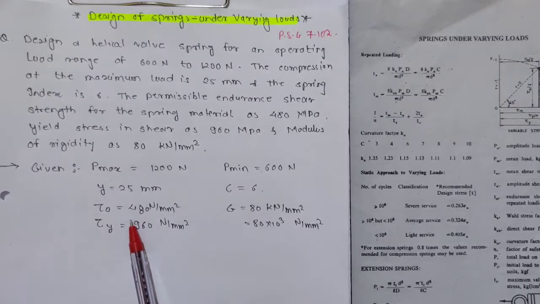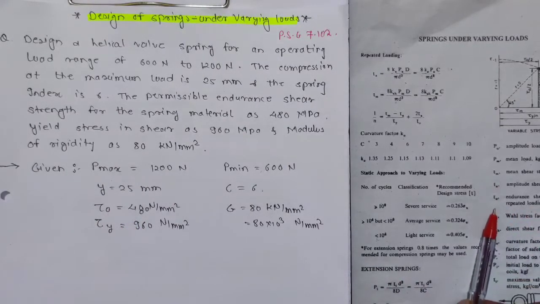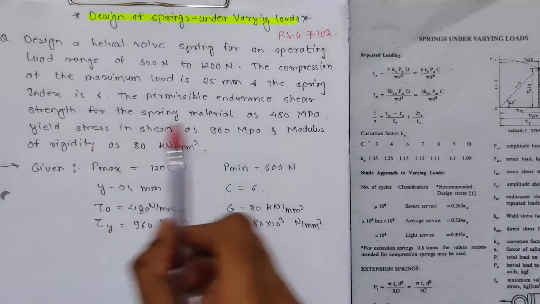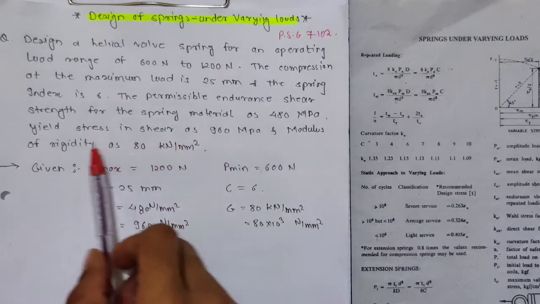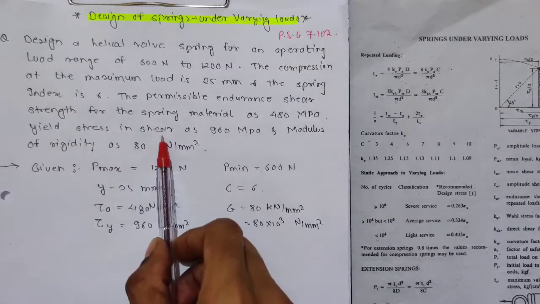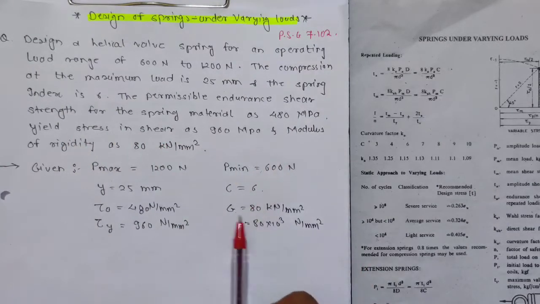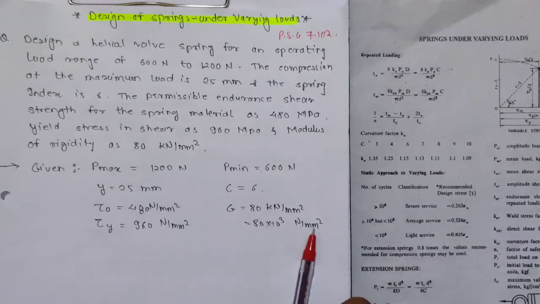Here I used the same notation which is used in PSG. So tau 0 for endurance shear strength and tau y for yield strength in shear. Modulus of rigidity G, 80 kilonewton per mm square, is equal to 80 into 10 raised to 3 Newton per mm square.